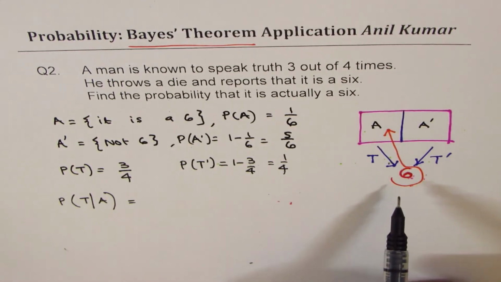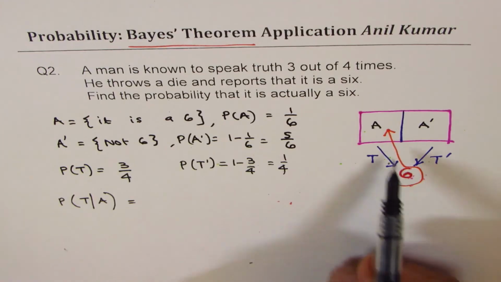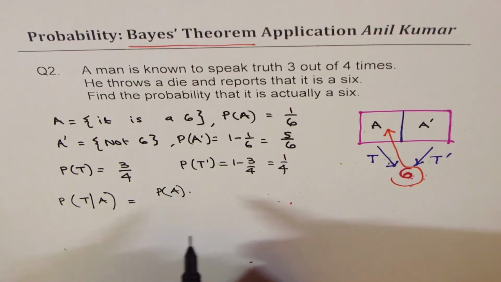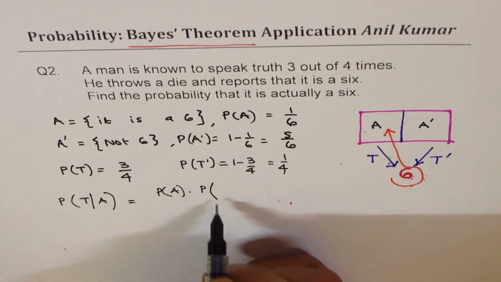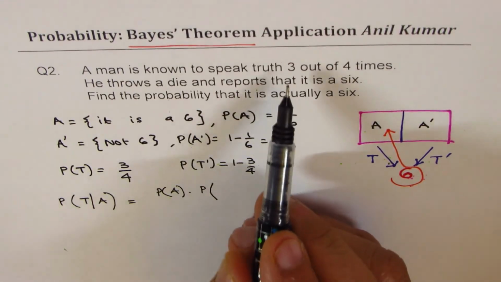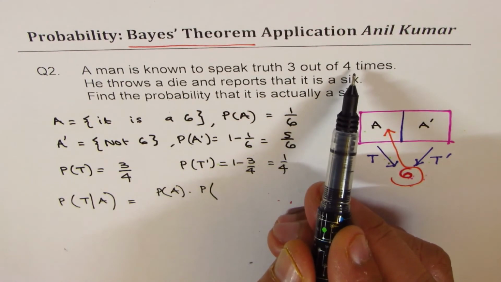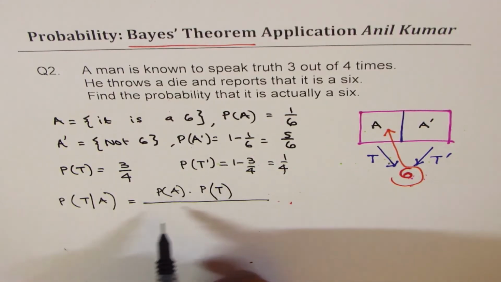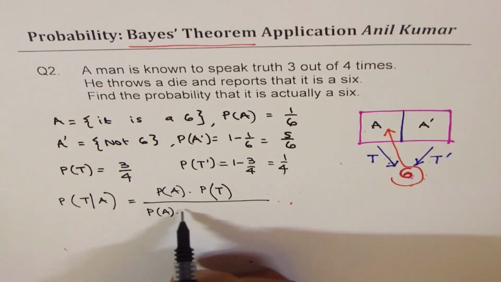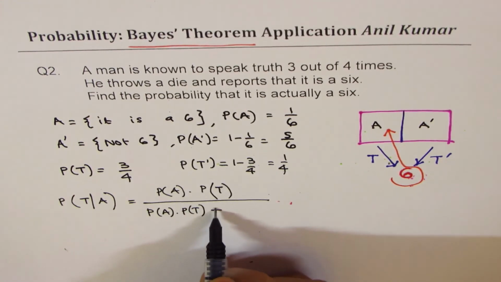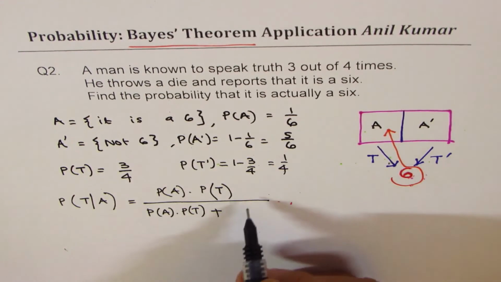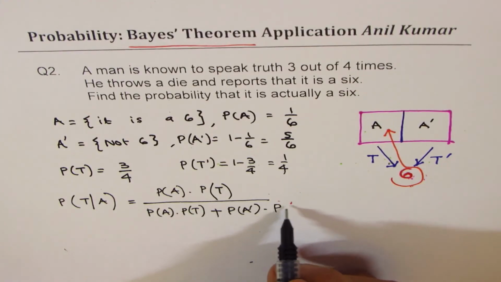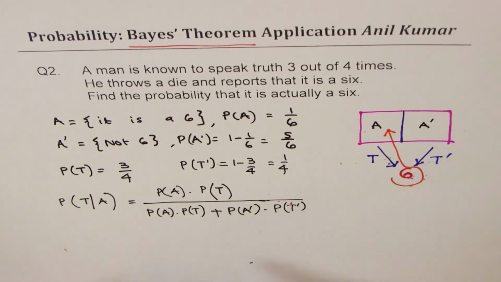Now in this particular case, to get a 6, we could follow this path, which is success for us, which is the probability of A times the probability of getting 6 here. That means he is speaking truth, right? 3 out of 4 times. Probability of truth. Multiply these two events. Divided by the probability of A times the probability of truth, plus, if it comes from this other source, the probability of not 6 times the probability of not truth. That also gives you 6.